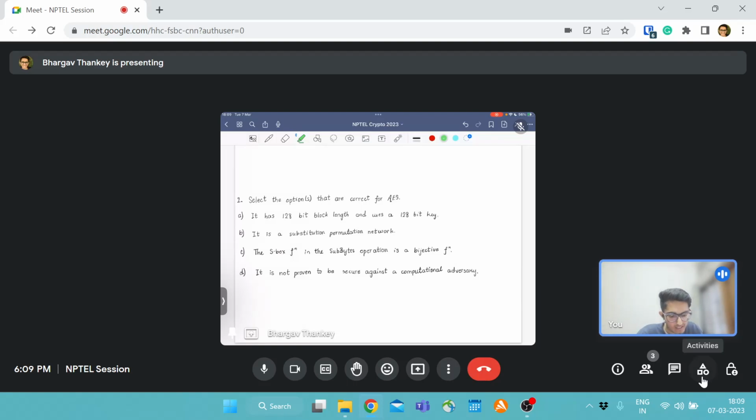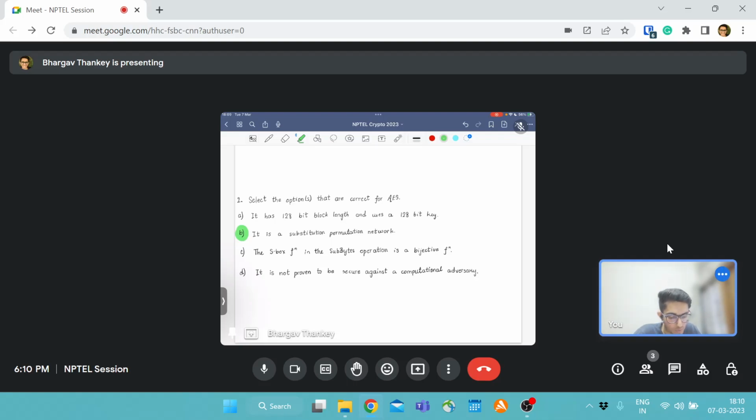Okay, what about B? It is a substitution permutation network. Well, it is a substitution permutation network, so B is correct. What about C? The SBox function in the subbytes operation is a bijective function. If you look at the construction of the SBoxes in AES, they are invertible. So C is also correct.